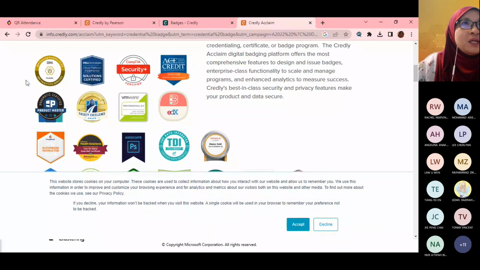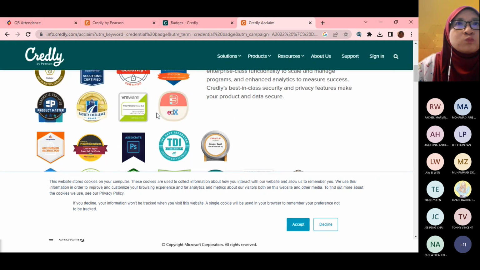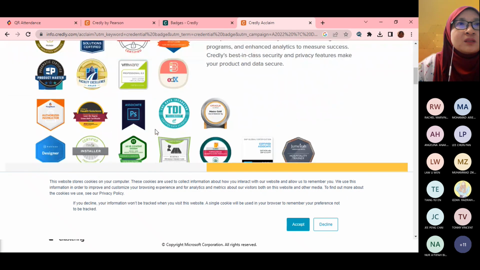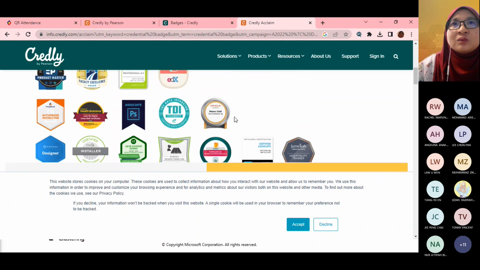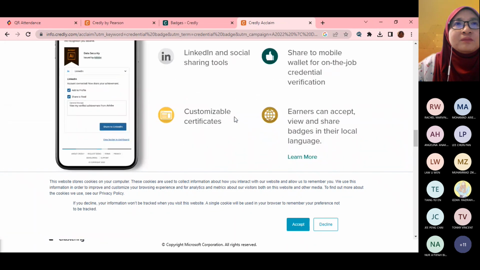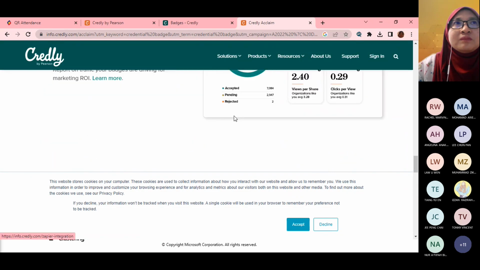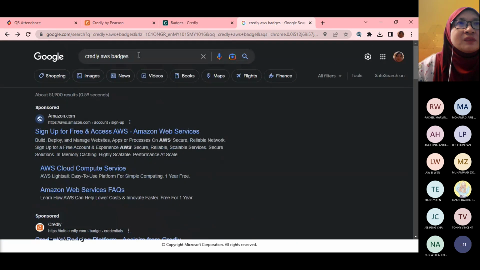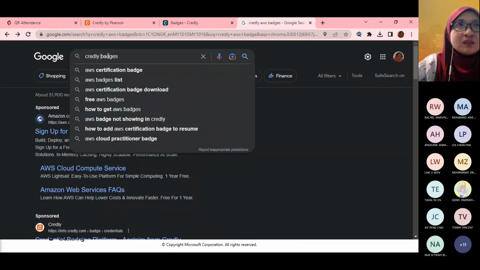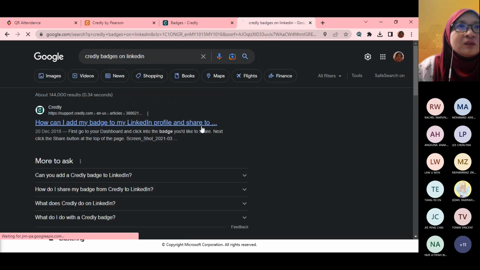Okay, let's see. IBM ada, Dell certified, okay. Association PS ni pun ada. Oracle pun ada. EDX. Okay, apa yang lagi? Credly. Okay. On LinkedIn. Semua dekat sini.